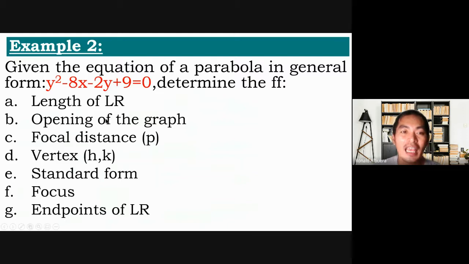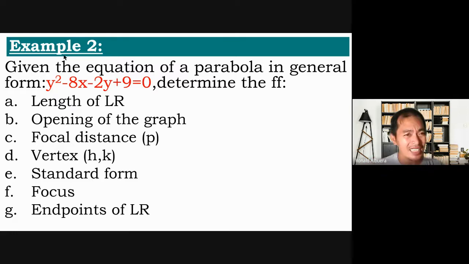How about opening of the graph? Ang opening of the graph, ito lang ang basehan mo, itong negative 8x. When you transpose to the other side, magiging positive 8x. It means positive ang coefficient ng x. So opening of the graph is to the right. Bakit to the right? Kasi ang may square ay variable y. Pag variable y, not function, meaning ang opening ng graph ay sideward. Tandaan ha, sideward. Kung ang may square x, upward or downward.